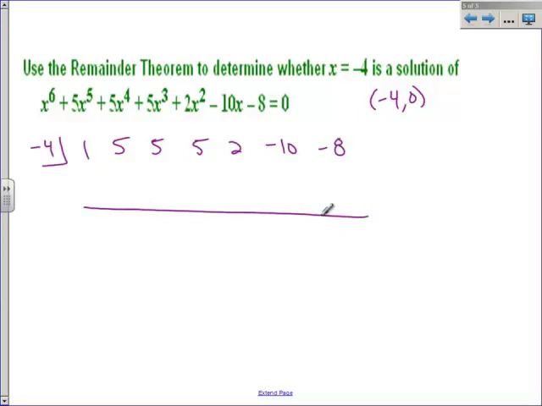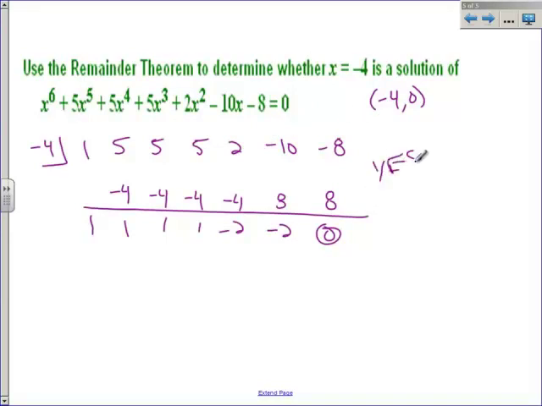All right, let's see if we can do this. Drop our 1 down, multiply, add. Multiply, add. Multiply, add. Multiply, add. Multiply, add. Multiply, add. Boom. We got a remainder of 0. That means that this is a root or a solution of that graph. This means that we have found a factor, which means we can start breaking this down. We know this graph touches the x-axis at negative 4.